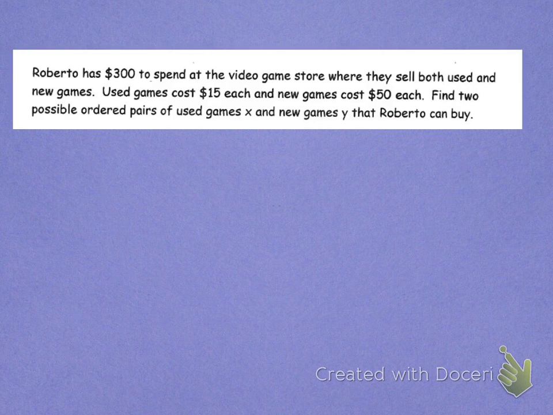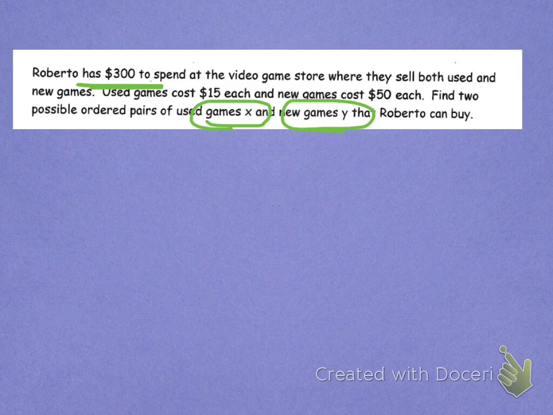So we're looking at the first problem. Roberto has $300 to spend at the video game store, where they sell both used and new games. Used games cost $15 each, and new games cost $50 each. We're going to find two possible ordered pairs of used games X and new games Y that Roberto can buy. So defining our variables there, X for the used games and Y for the new games.